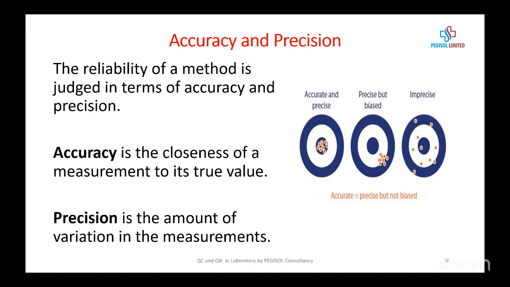It's not close to the target, which is the center, but yet it's giving a repeated value constantly. So it's precise but biased. This one is not accurate, it's not precise. So that's the difference between accuracy and precision.